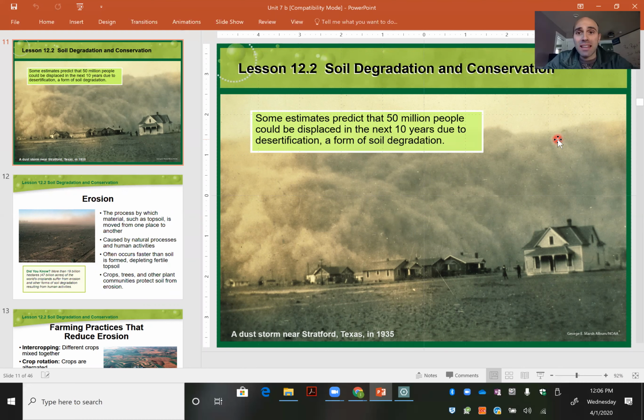Some estimates predict that 50 million people could be displaced in the next 10 years due to desertification from soil degradation. So now we know what desertification is. We talked about that. It is overusing soil, meaning taking out the nutrients, taking out the minerals. And when you do that, it becomes so dried out, so non-usable, so infertile that it essentially turns to a desert. So that's what desertification is.